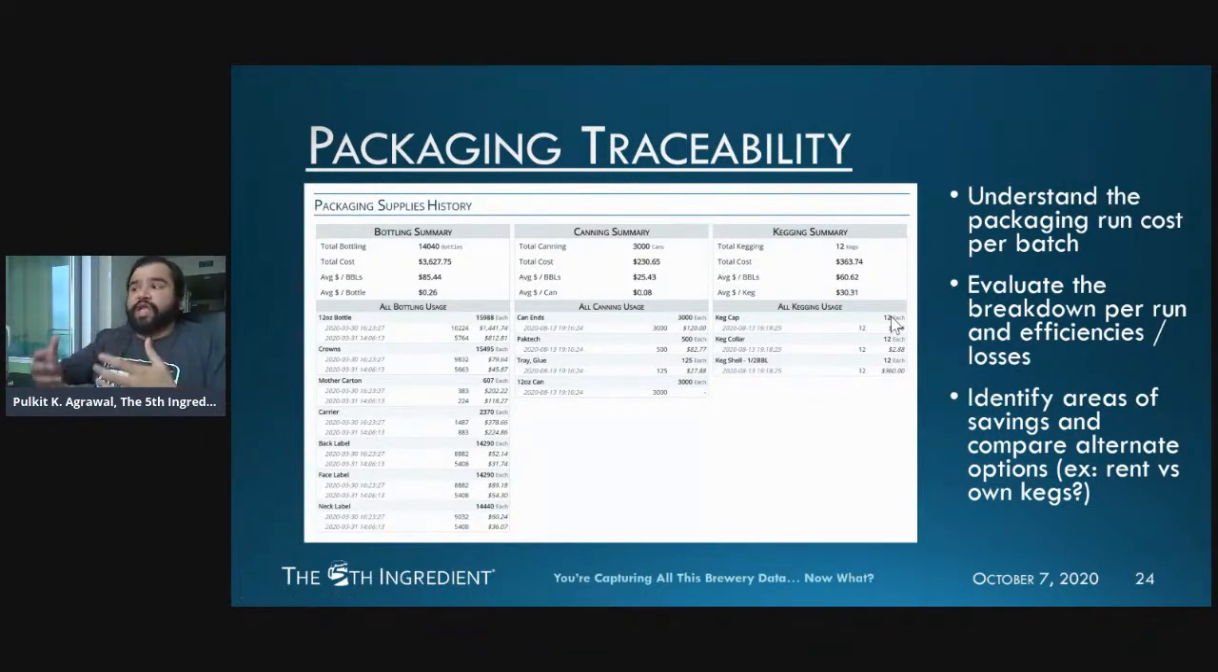Imagine if because of this data, you start looking at comparing alternate options. For example, renting versus owning your kegs, right? And this is only powerful and able to be understood when you start comparing what the average dollar value for a keg ends up being when you're looking at the actual packaging side for these particular different brews that have happened and different packaging runs that are going.